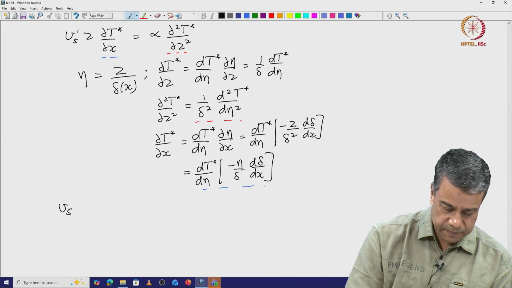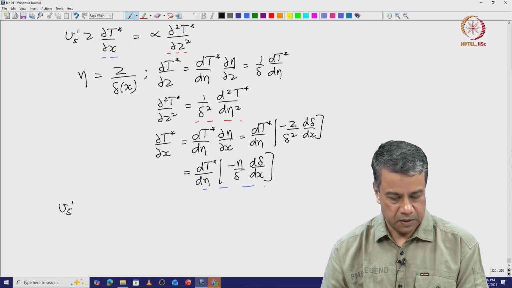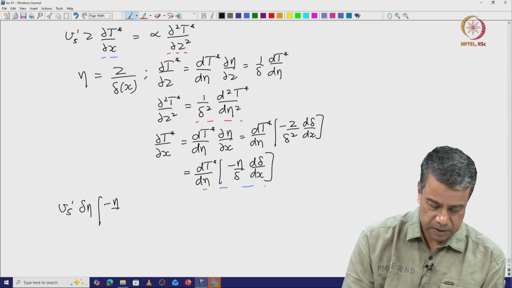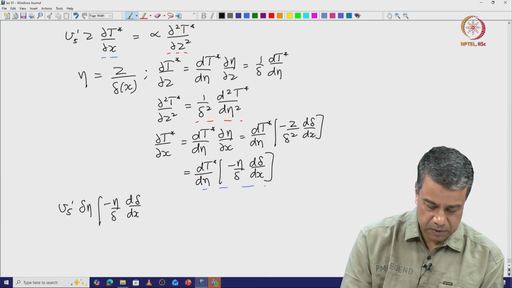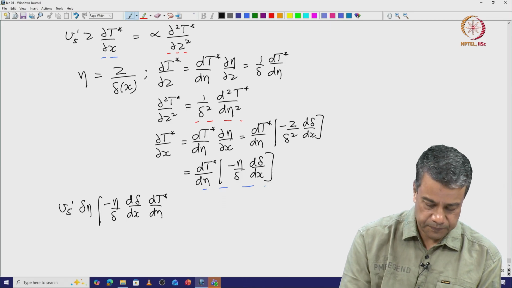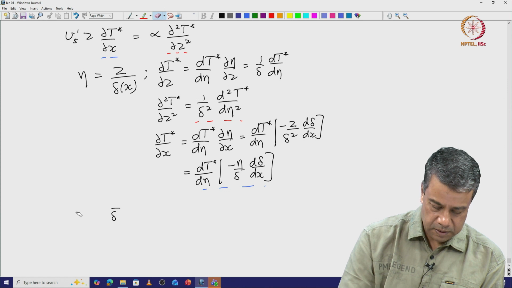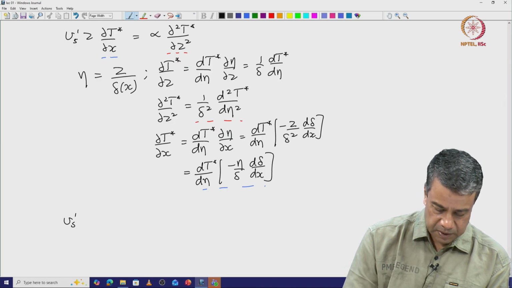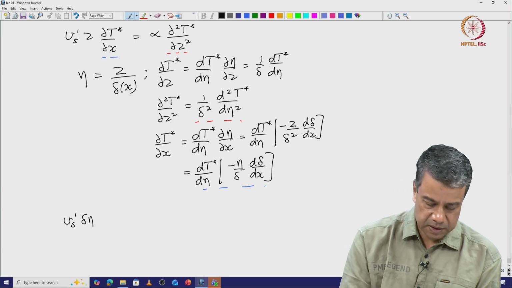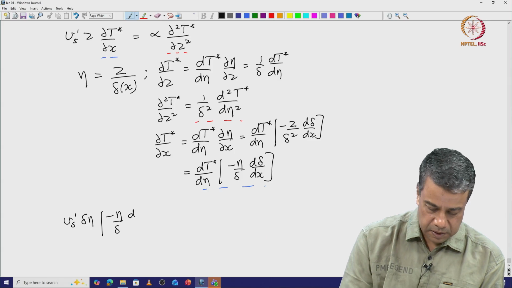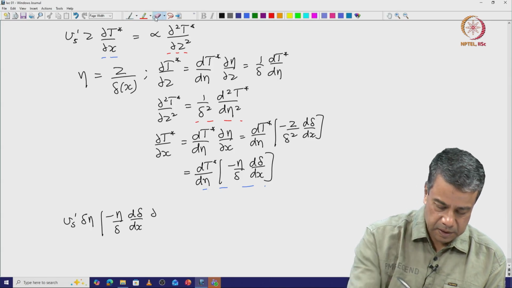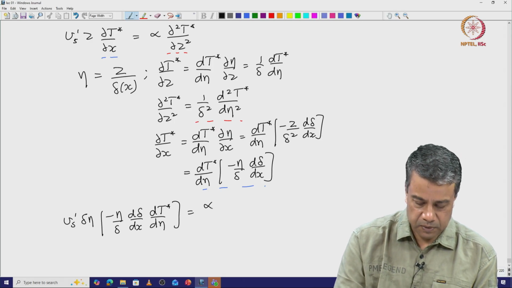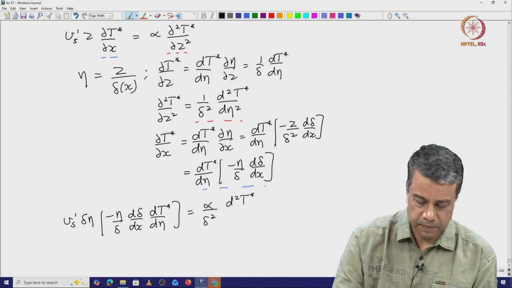So, therefore, Vs prime into z, which is delta eta, into partial t by partial x, which is minus eta by delta d delta by dx dt by d eta, is equal to alpha by delta square d square T by d eta square.